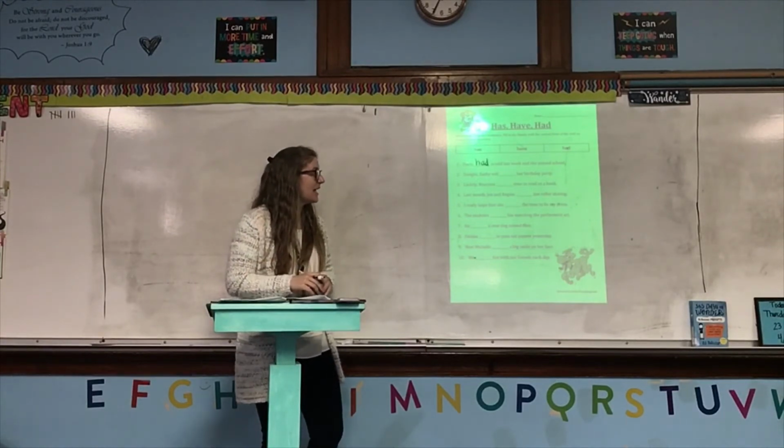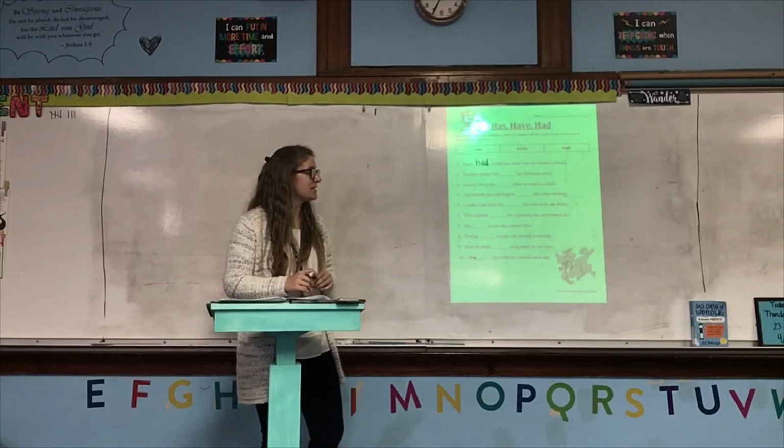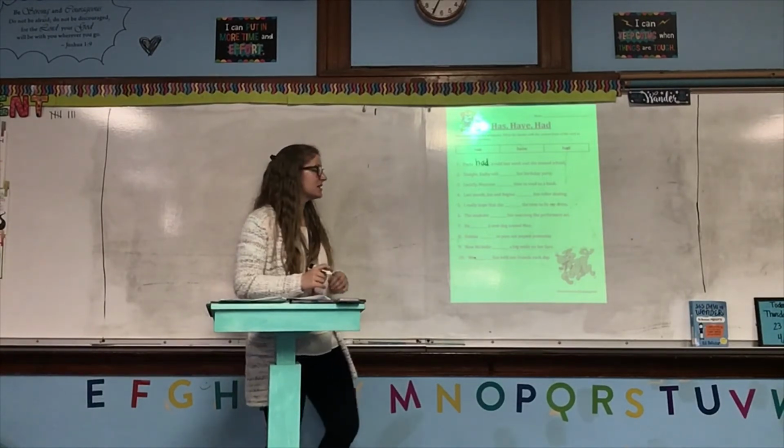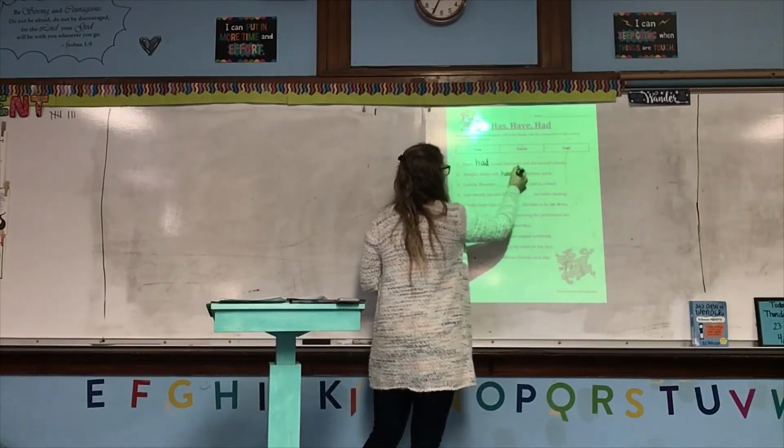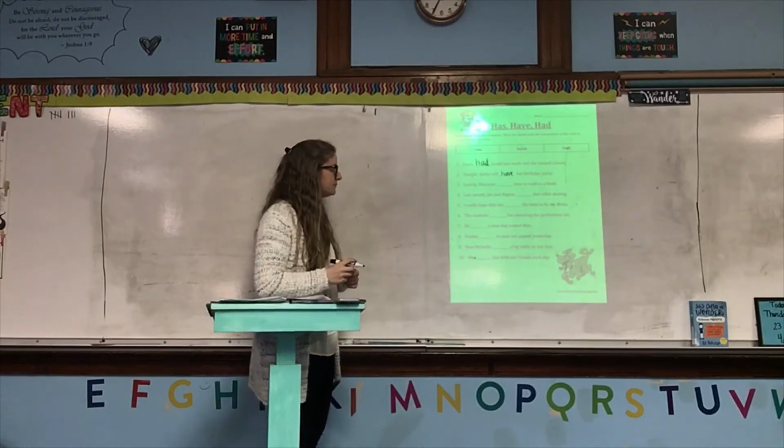We also know that have is the same in past tense no matter what the subject is. Number 2, tonight Kathy will blank her birthday party. Well, we can replace Kathy with she, and it is present or future. So, tonight Kathy will have her birthday party.